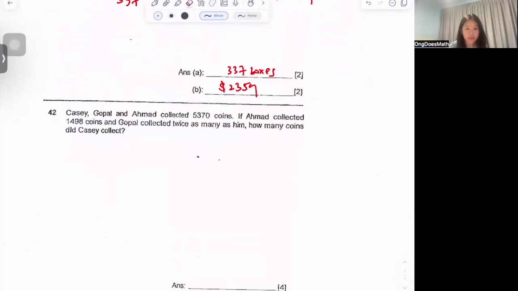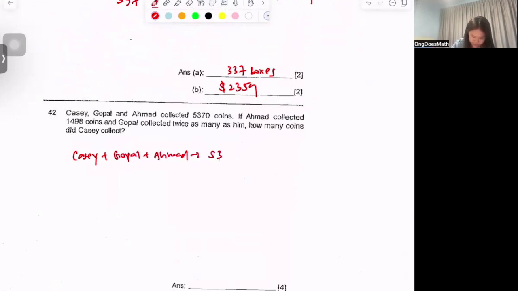Casey, Gopal, and Ahmad collected 5370 coins. If Ahmad collected 1498 coins and Gopal collected twice as many as him, how many coins did Casey collect? So in total, Casey plus Gopal plus Ahmad, they collected 5370. So it's the total. Ahmad himself, he collected 1498.